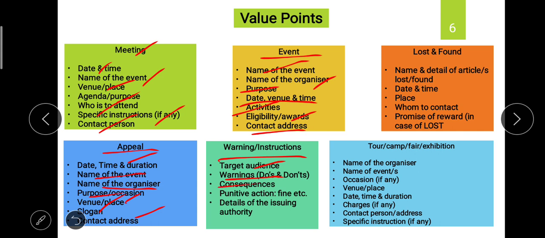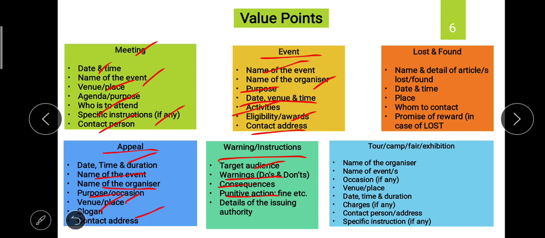Then consequences and punitive actions. Punitive actions, actions taken as a punishment, means what will be the punishment in case people fail to follow those instructions. So we can make a mention of monetary fine. It can be imprisonment. It can be suspension of the services. It can be termination of the services also. So what will be the consequence in case we fail to follow those instructions? That should be mentioned in the notice.